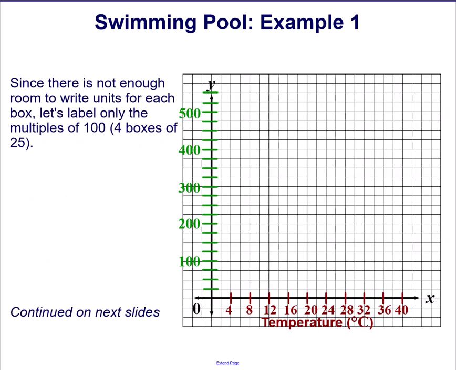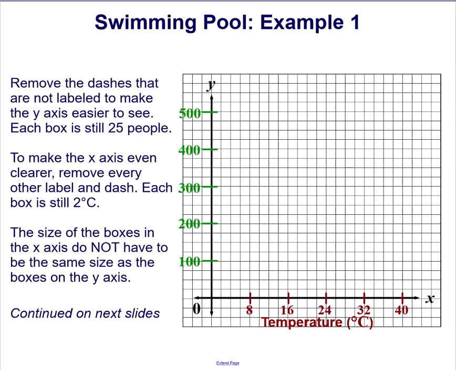Since there is not enough room to write units for each box, let's label only the multiples of 100, making 4 boxes of 25. So here we have 25, 50, 75, 100, and that repeats right on up the y-axis. Next, remove the dashes that are not labeled to make the y-axis easier to see. Each box still represents 25 people. To make the x-axis even clearer, remove every other label and dash. Each box is still 2 degrees Celsius.